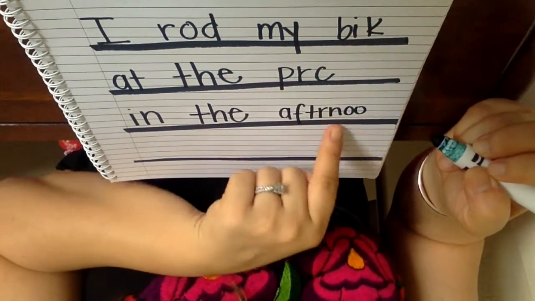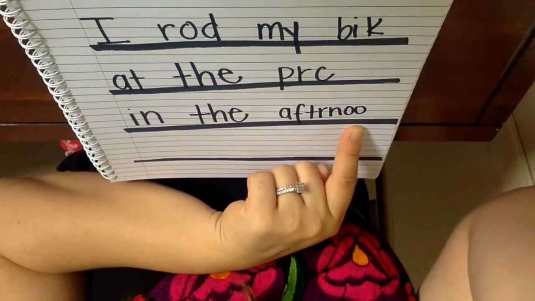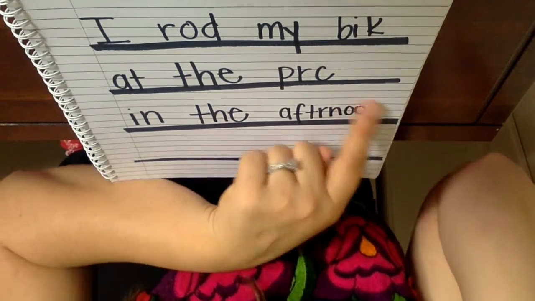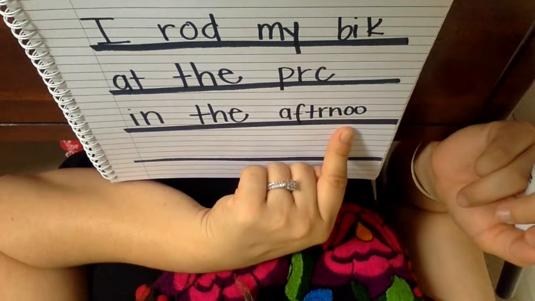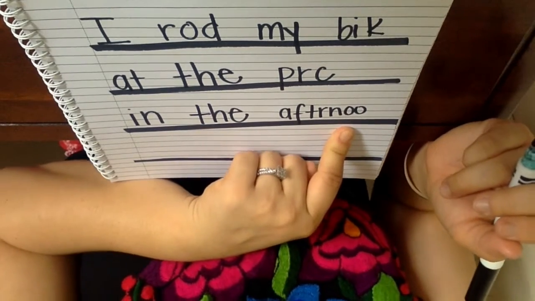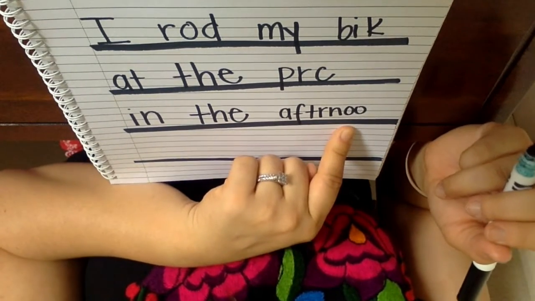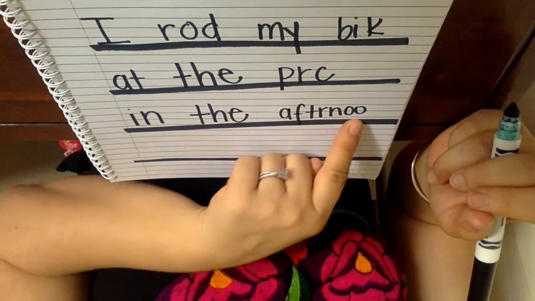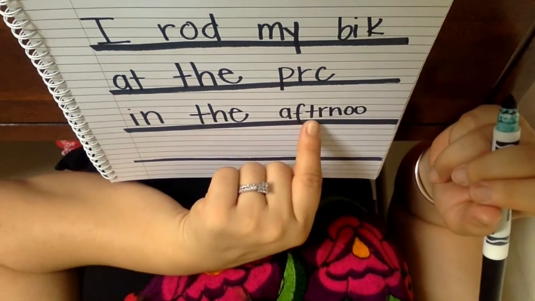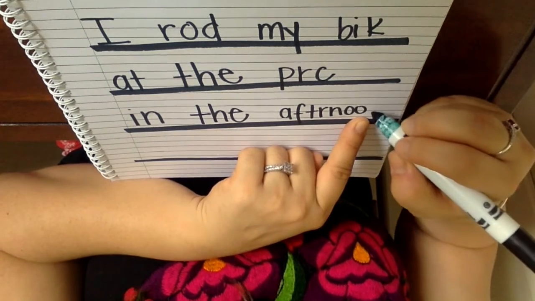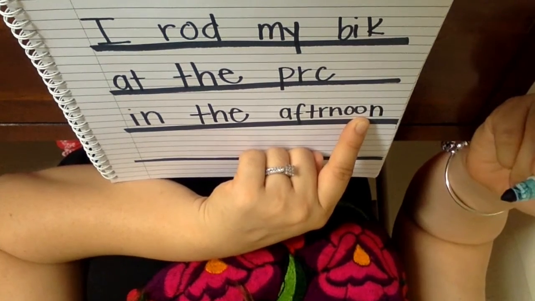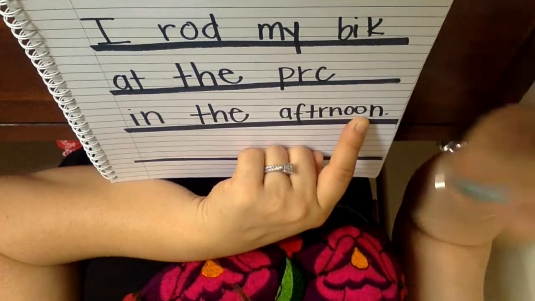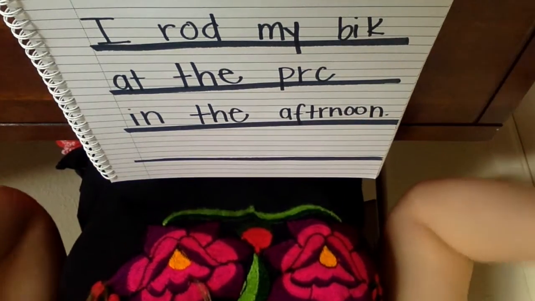And I added 2 O's here. I didn't explain this yesterday, but I added 2 O's here because when 2 O's are together, it makes the ooh sound, like kind of like when you're interested in something or someone shows you something cool and you go ooh. It's 2 O's together. Afternoon, and there's an N at the end. And period. That's my sentence.